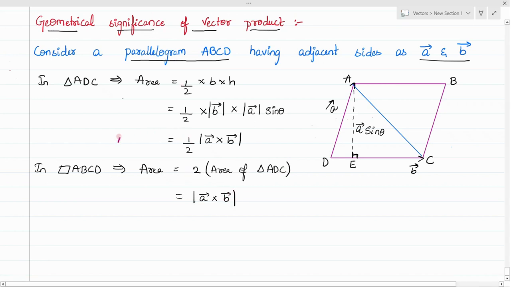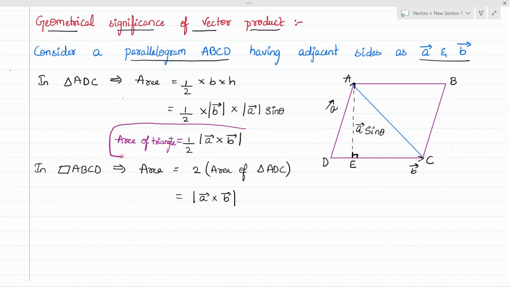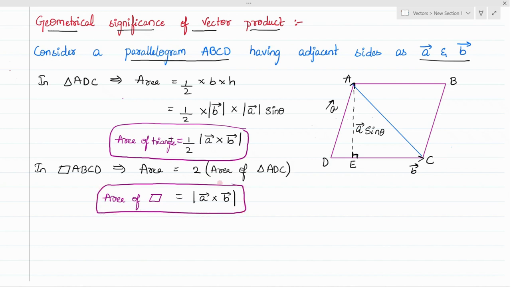So, these are the two main significances of vector product, that is, the area of a triangle, half of A cross B, and one more is the area of a parallelogram, that is A cross B. And both talk about the magnitude only, because we are talking about the area. Okay.